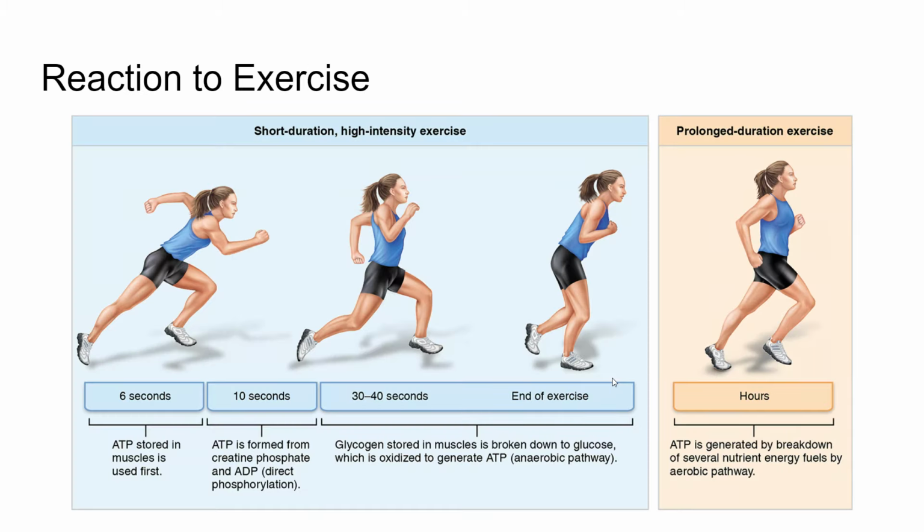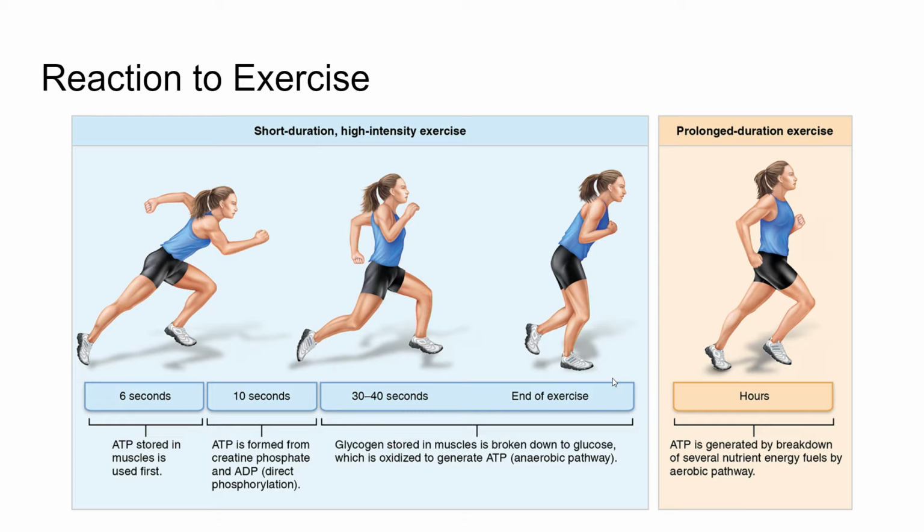All right, so let's talk about how the muscles respond to exercise. There are two different kinds of exercise. There's aerobic exercise and anaerobic exercise, or resistance exercise. Aerobic exercise is like jogging, can be swimming, something that's lighter.